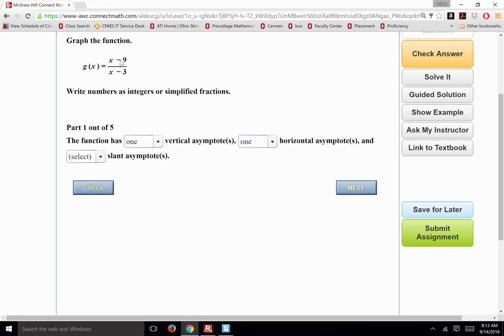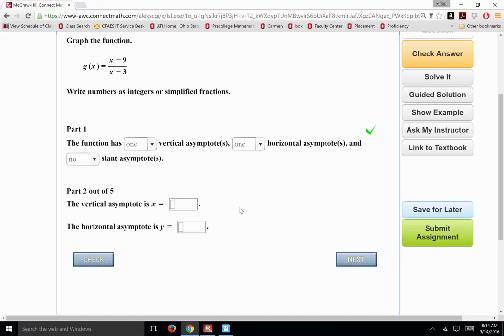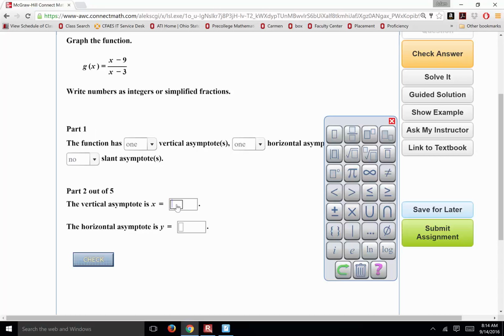Do we have a slant asymptote or not? Who can say? No. Yeah, there should be a degree difference of 1 between top and bottom, but these degrees match, so I'm sure there is nothing. Vertical asymptote was 3, horizontal one was 1.